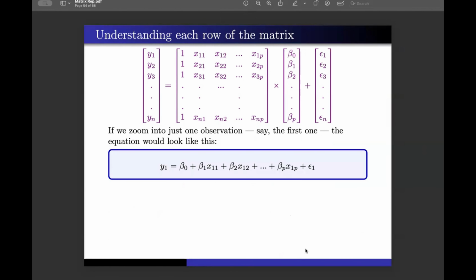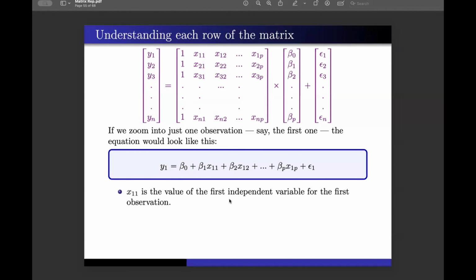Now let's understand each row of this matrix. If we zoom into just one observation, say the first one, the equation would look like, for the first observation y1, it is dependent on beta naught plus beta 1 times x11 plus beta 2 times x12 plus beta 3 times x13, so on and so forth, plus beta p times x1p plus epsilon 1. We know what y1 represents here. We know beta naught, beta 1, beta 2, beta 3, so on and so forth, beta p are the coefficients of the independent variables. But now what exactly is x11?